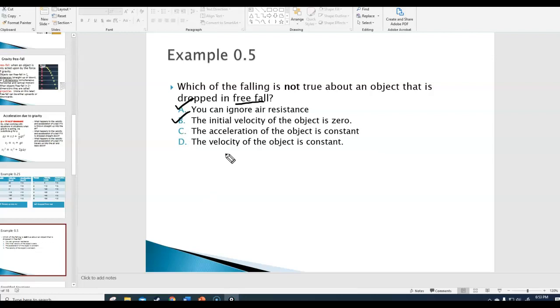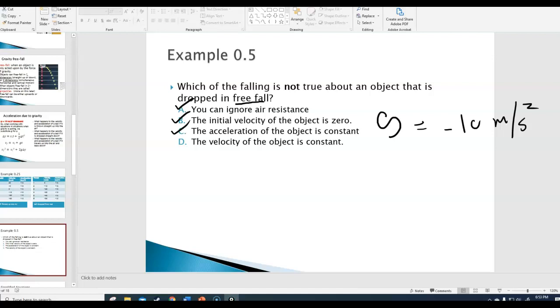C says the acceleration of the object is constant. That's definitely a true statement. That's like the whole concept of free fall, is that if you have a free fall situation, all objects, regardless of their mass, have a constant downward acceleration due to gravity. And that's that g. That's that negative 10 meters per second squared that we talked about in the last video.